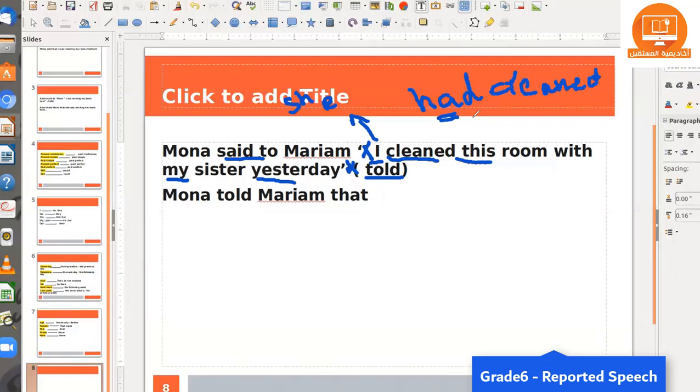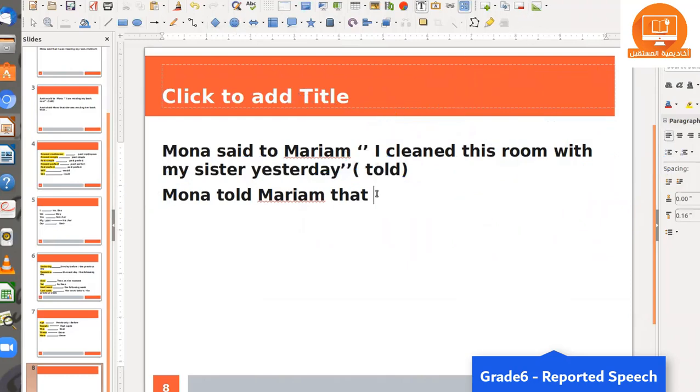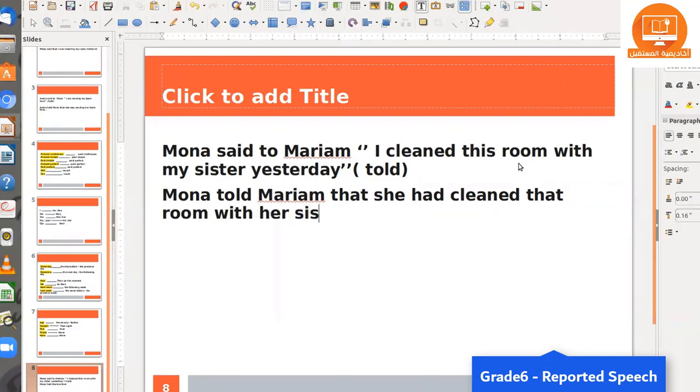In indirect reported speech. So Mona told Amira that, so I will change clean to had cleaned. And I must change this to that. Right? And I change my to her. And I change yesterday to what? The day before or previous day. Yeah, the day before. Any problem? No. Okay, so I will write all these things. So I will write, Mona told Amira that she had cleaned that room with her sister the day before.